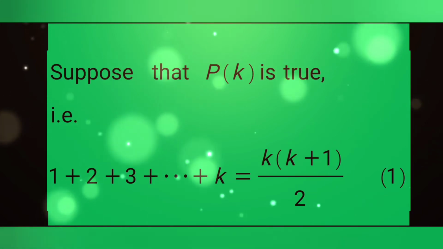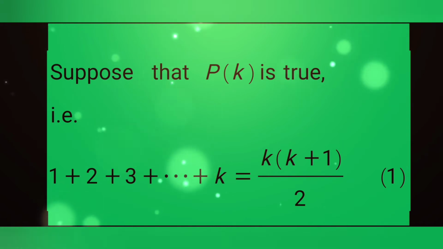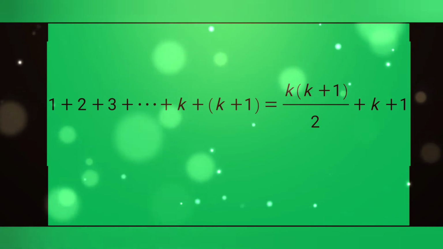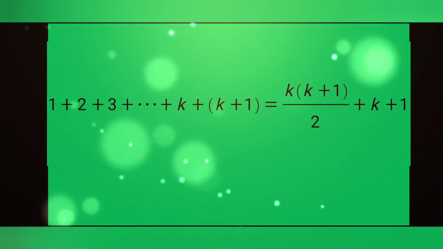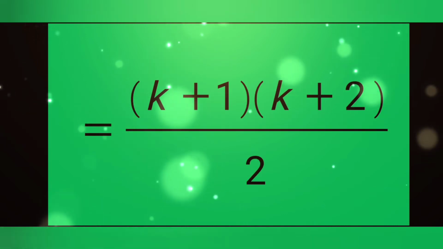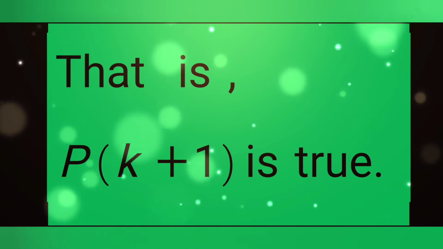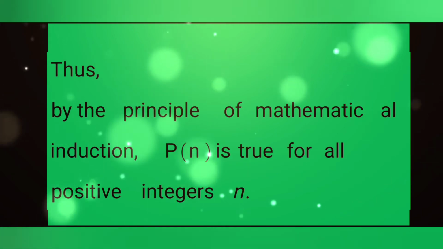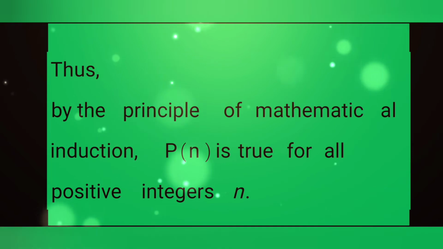Next, we will assume that P(k) is true. That is, equation P(n) now becomes P(k). So if we assume that P(k) is true, then we will obtain P(k+1). How do we get P(k+1)? We simply add k+1 to equation 1. Having gotten equation P(k+1), we simplify it to arrive at (k+1)(k+1+1)/2. And this shows that P(k+1) is true. So we conclude that since P(k+1) is true, then by the principle of mathematical induction, P(n) is true for all positive integers n.